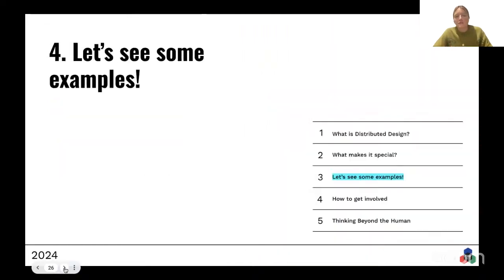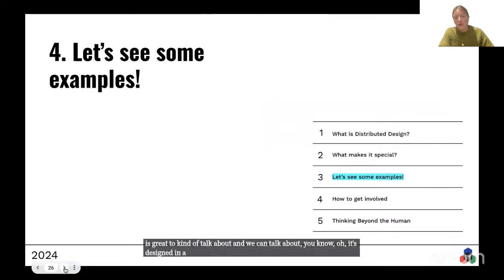So all of this is great to talk about, and we can talk about, oh, it's designed in a fab lab and moved to another fab lab, but it's best to see how they come together in some examples.